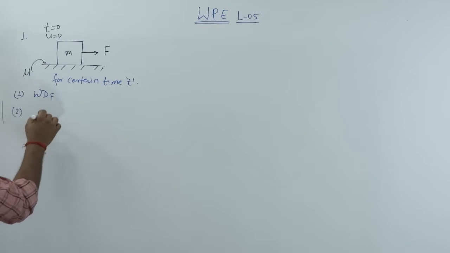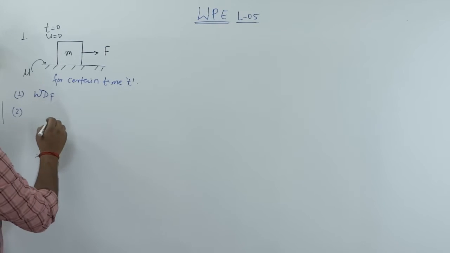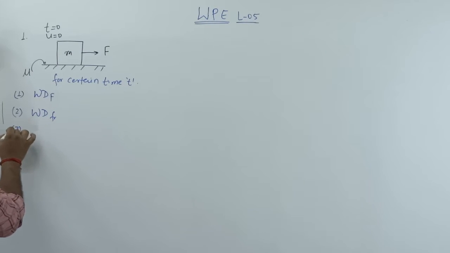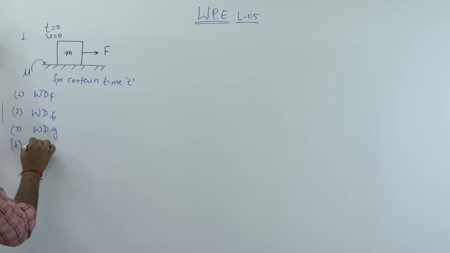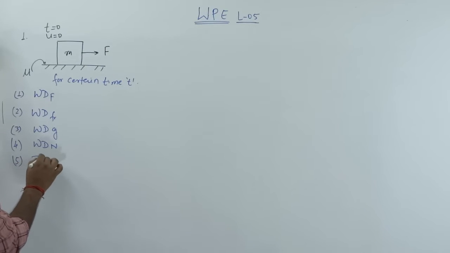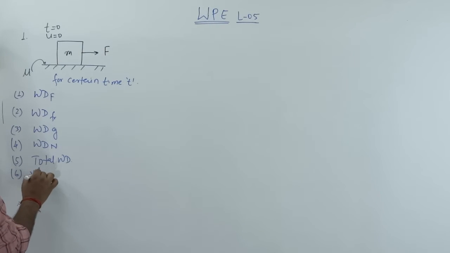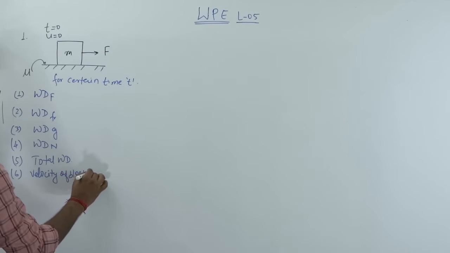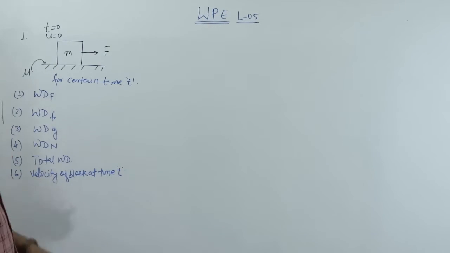Second thing that we have to find is the work done by the friction. Since we have the coefficient of friction when the surface is rough, we're going to have some friction and we have to find the work done by it. Third, I want you to find the work done by gravity. Fourth, the work done by the normal force. Now I also want you to find the total work done and the velocity. Last question should be the velocity of the block at time t. अपने को इस time t पे इस block की velocity को निकालना है.